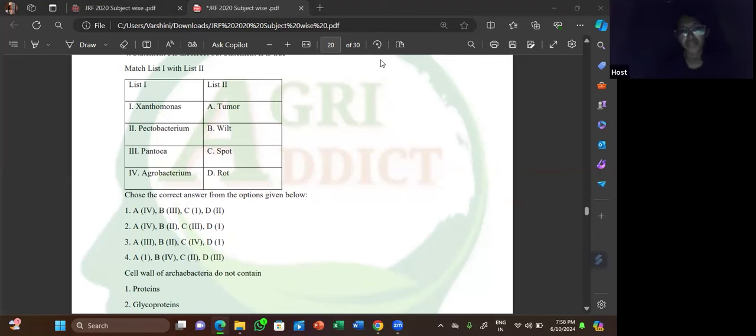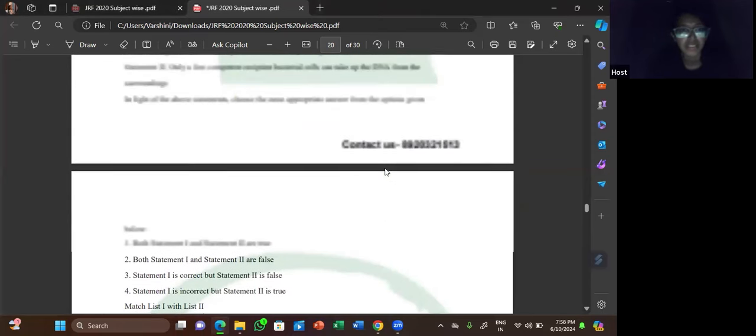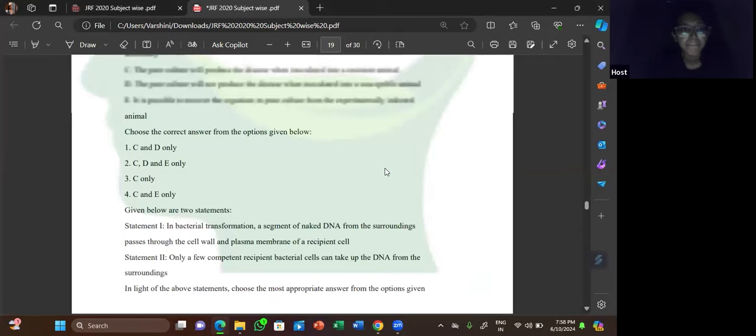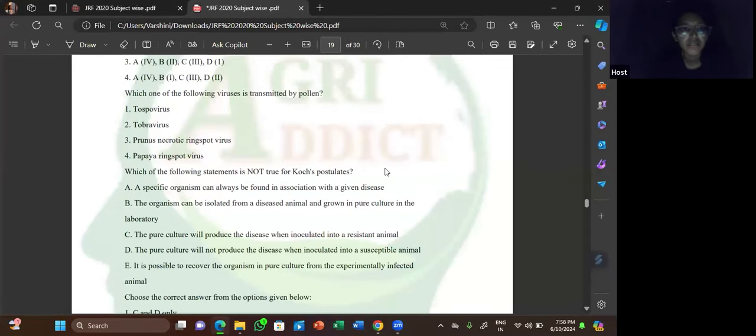Question of virus transmitted in pollen. There is a question here. Let me go back to that particular question. One second. Tospovirus, tobra and papaya ring spot. So this I'll be answering tomorrow.